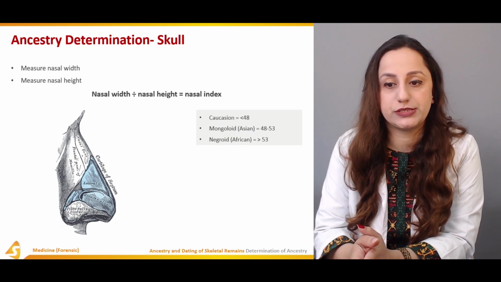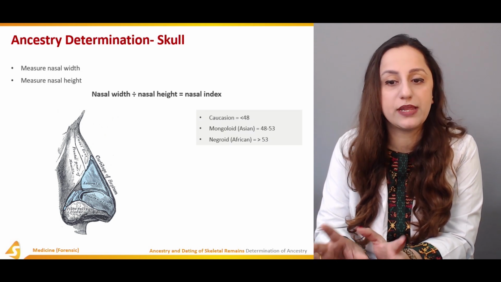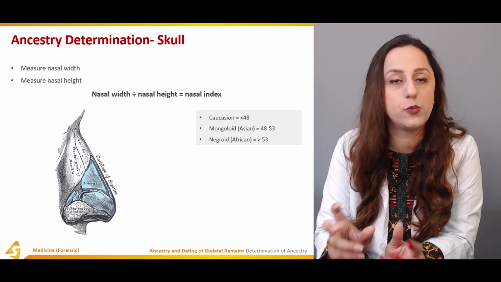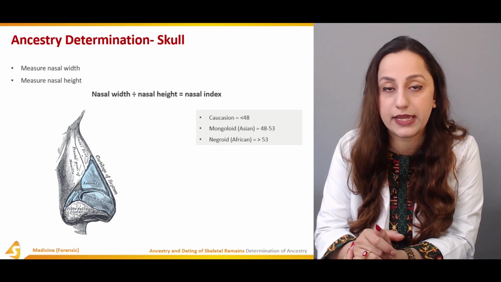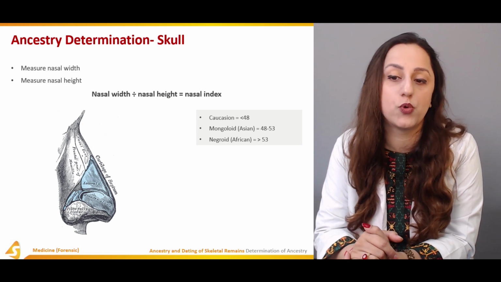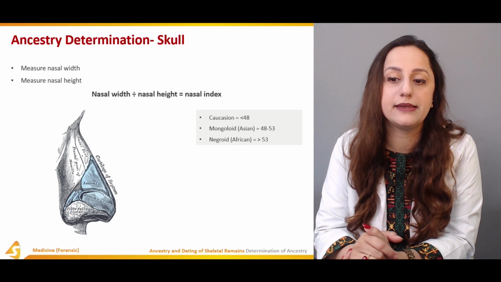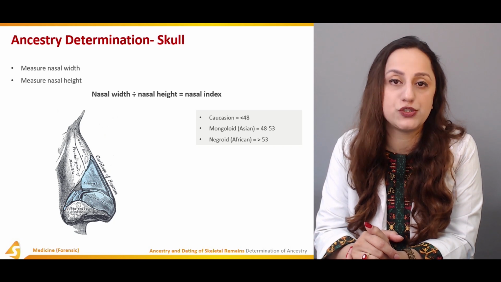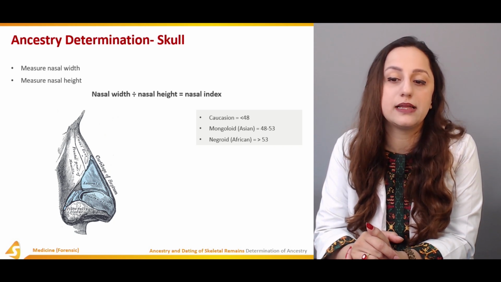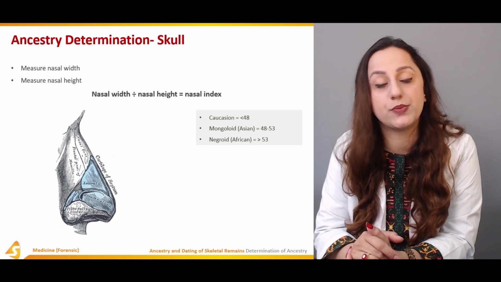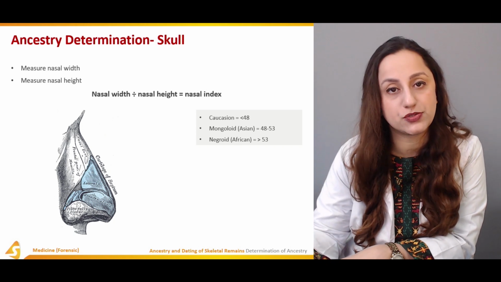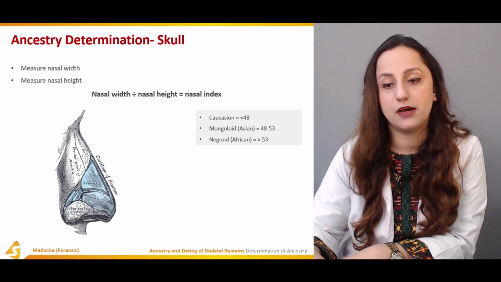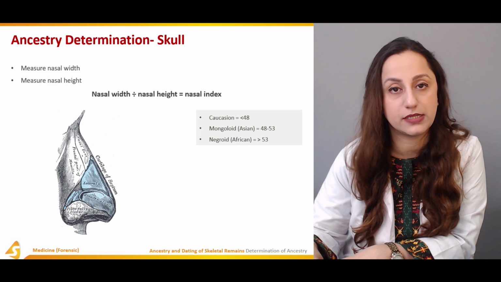Now for the Caucasians. Whenever we put all of these indices, the nasal width and the nasal height, we get the nasal index. If it is less than 48, the skull is more or less Caucasian. If the value lies between 48 to 53, then the skull is Mongoloid, or it can also be Asian. And if the value is more than 53, the skull is Negroid, also known as the African skull.